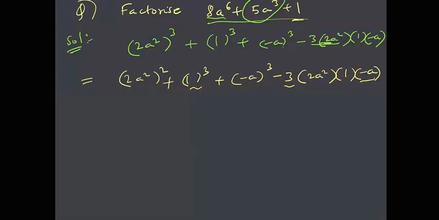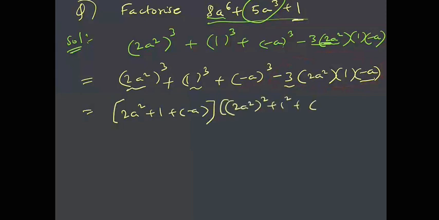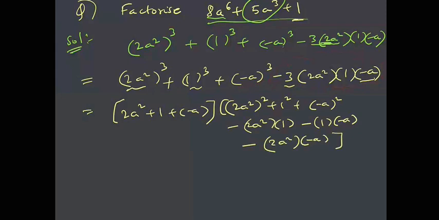Now you can see that this is perfectly balanced. This is 6a cube, this is minus a cube. So this is plus 5a cube. So now this is a cube plus b cube plus c cube minus 3abc, right? So it is (a plus b plus c) into (a square plus b square plus c square minus ab minus bc minus ca). So a cube plus b cube plus c cube minus 3abc is (a plus b plus c) into (a square plus b square plus c square minus ab minus bc minus ca). So that's what I have written.